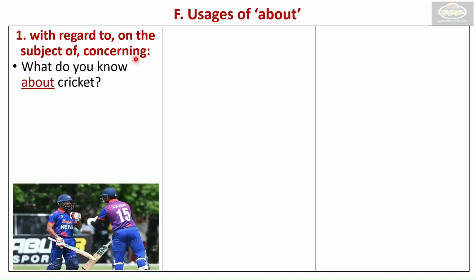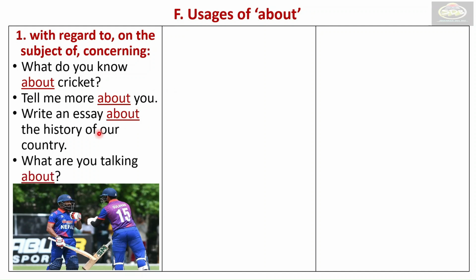Usages of about. With regard to, on the subject of, or concerning. To indicate the subject matter of something, we use about. Example, what do you know about cricket? Regarding cricket, what do you know about cricket? Tell me more about you. More about you.